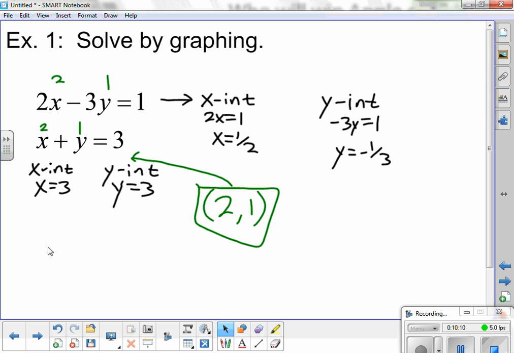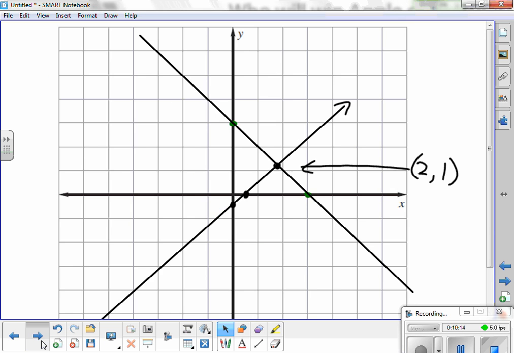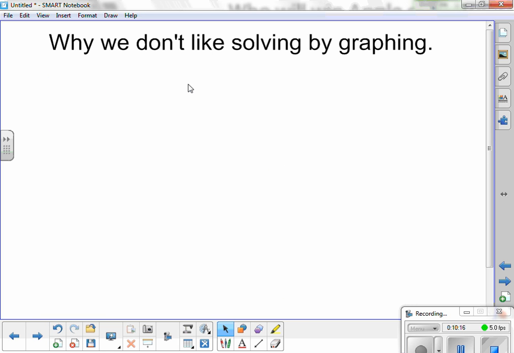Okay, so that's how you solve by graphing. Now, the problem with graphing is if you have fractions like this, so actually that's the next slide. Why don't we like solving by graphing? The reason is because you have to be very accurate.